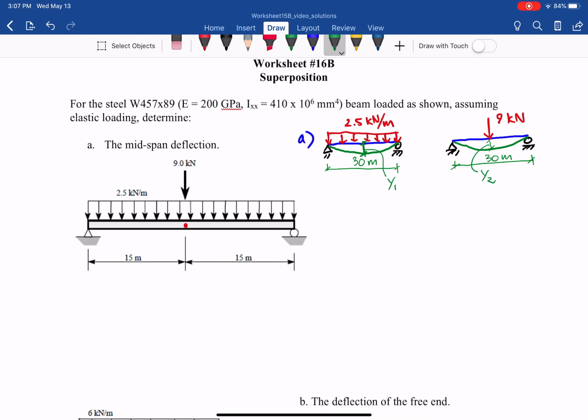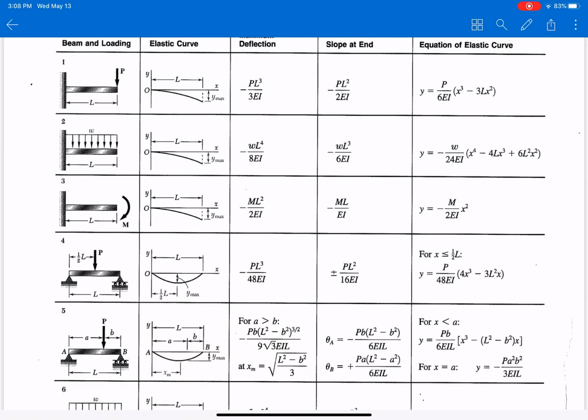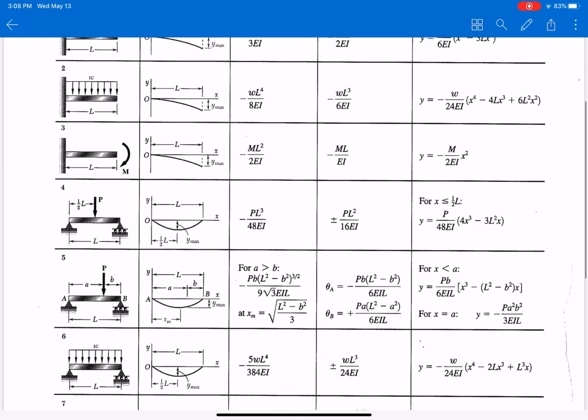So what do we have here? We have the total deflection of the combined load as shown. It equals the deflection due to the distributed load 2.5 kilonewton per meter at the midspan, plus the deflection y2 due to the 9 kilonewton at the midspan. And from that we can use the table in appendix D, and we must use exactly the same figure.